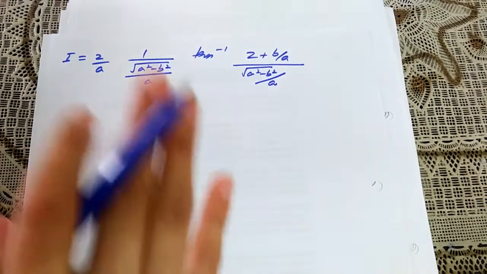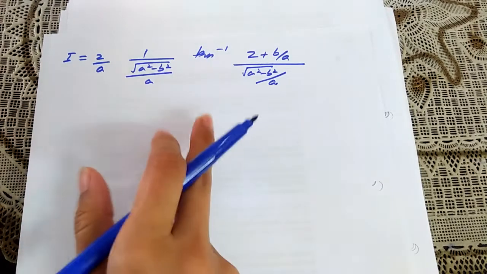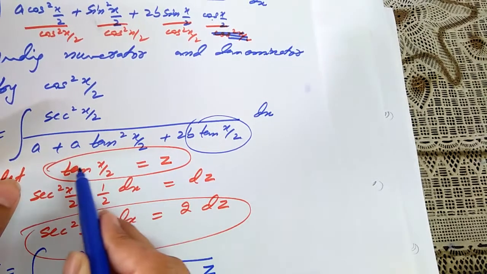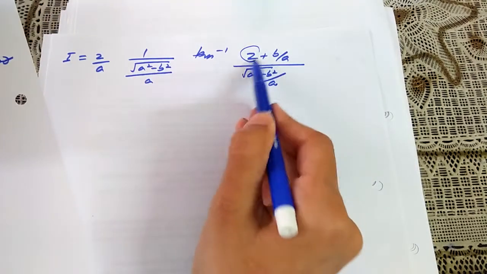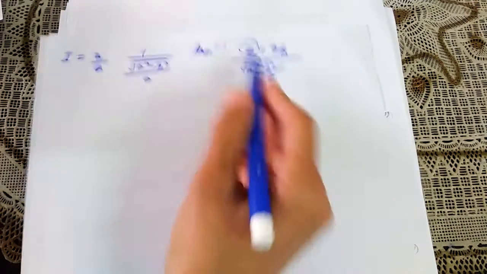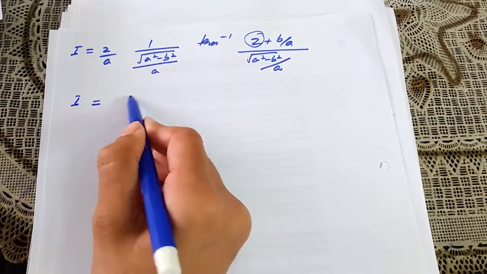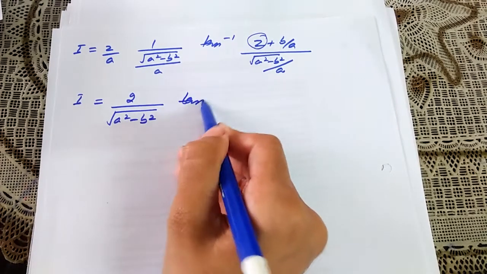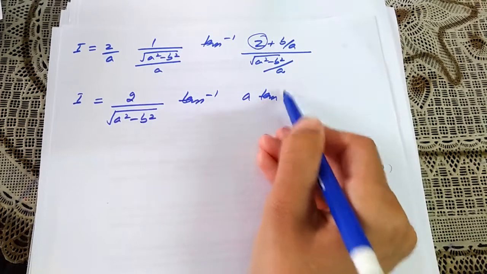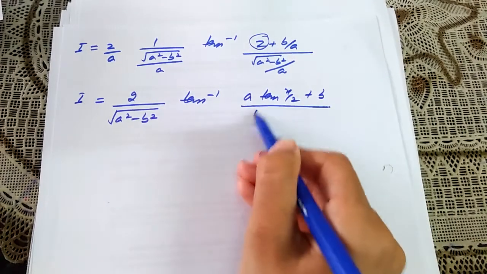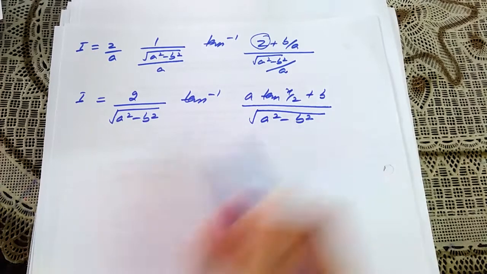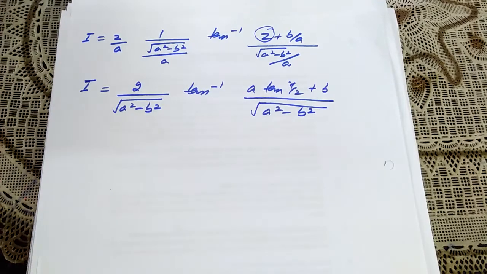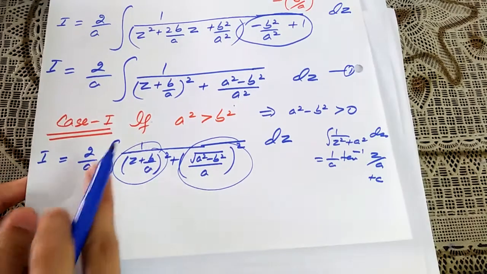After simplification and substituting back my substitutions, I know that z was equal to tangent x by 2. So substitute back our z value and simplification will give me I is equal to 2 over under root a square minus b square, tangent inverse of a tangent x by 2 plus b divided by under root a square minus b square. So this is the answer for question number 13 for case number 1 only.